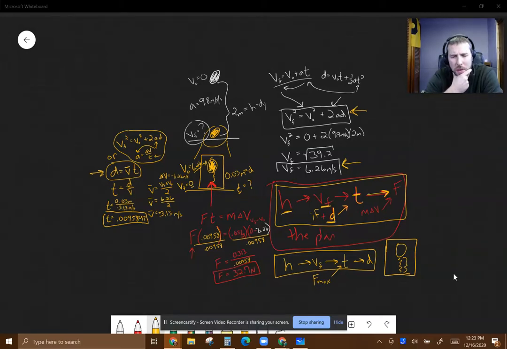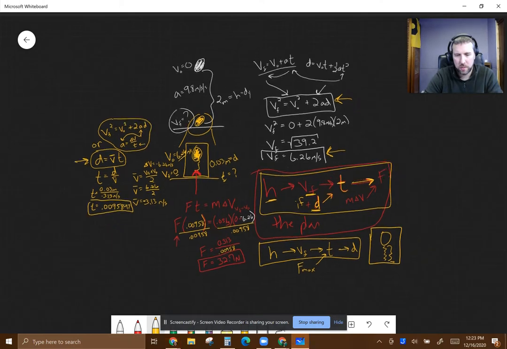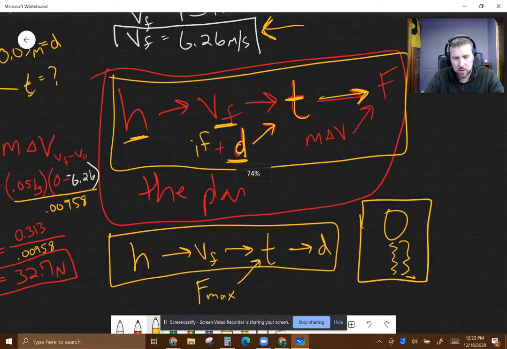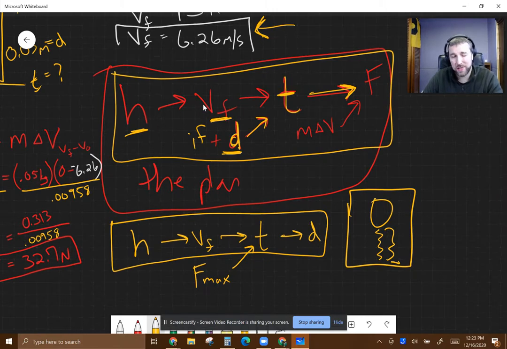Okay, so let's talk about the problem that we just did. It was an egg, it was falling, it had a certain amount of displacement to crash into, and we used that to find the time. So the plan was to use the height to find the final velocity right before it actually crashes. And then if we have a certain displacement, we add that in with the velocity, and we could figure out the time it would take to slow down over that period. And then with the time, a mass, and change in velocity, we could find the force.